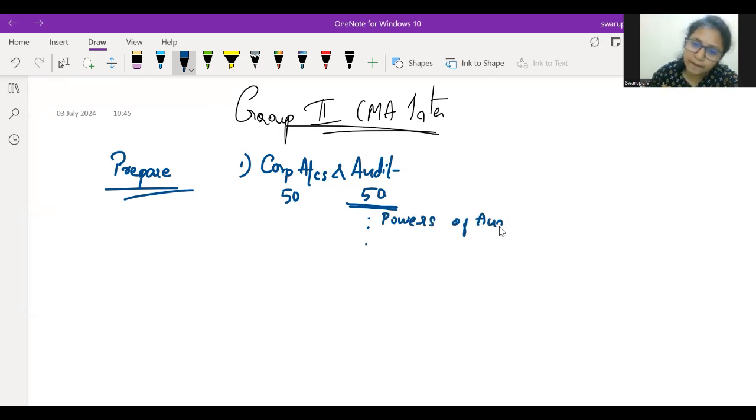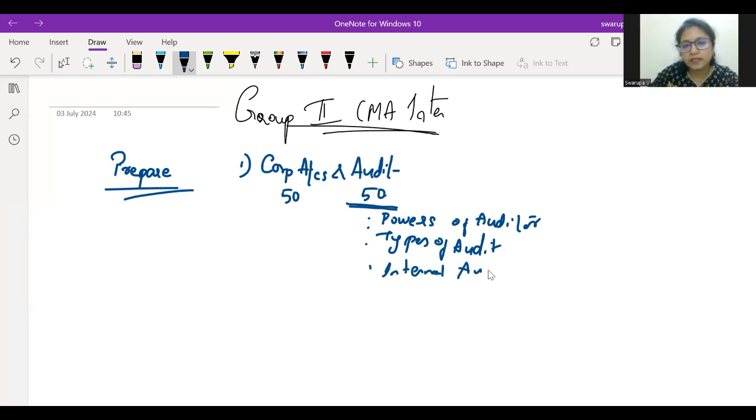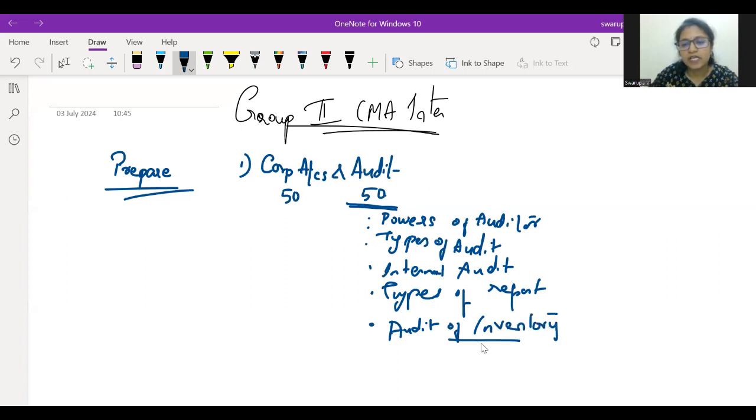powers of auditor, types of audit, internal audit, types of report, and audit of inventory. Audit of inventory is quite important because CMA has been given the power of doing inventory valuation in income tax, which is a recent amendment. Because of that, audit of inventory becomes more important. So these are some of the important topics that you have to give priority to.